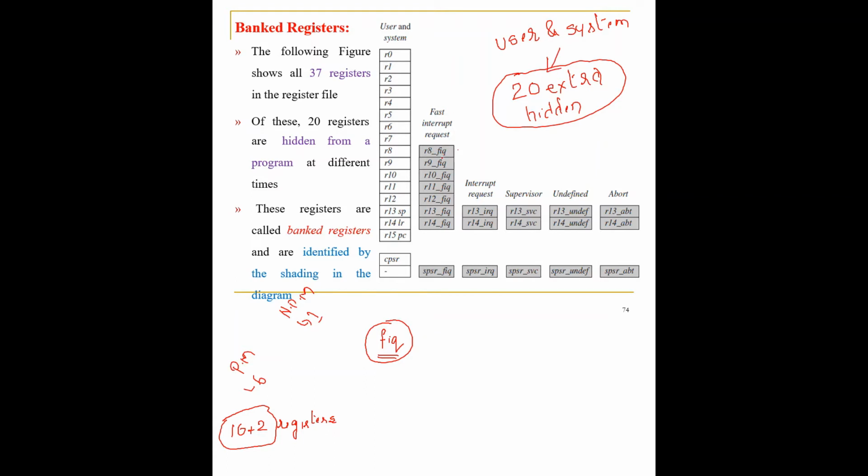See, fast interrupt request is one of the modes. Interrupt request is one of the modes. Supervisor is one of the modes. Undefined is one of the modes. Abort is one of the modes. When the processor is working in one of these particular modes, these registers will get themselves renamed. These renamed registers are called banked registers.